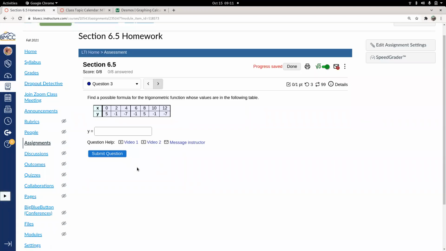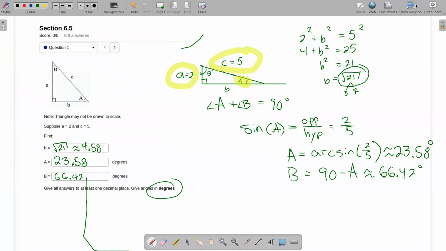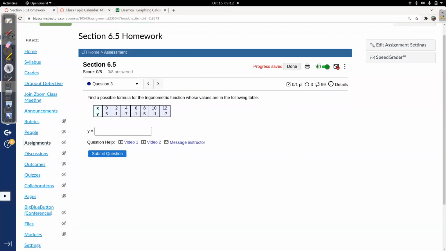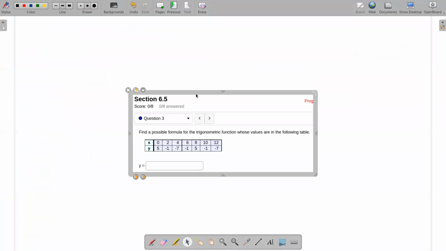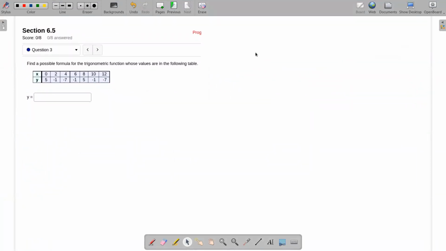All right, this is a fun one here. We get to plot some points and see if we can find a trig function that passes through them. So let's get a screenshot. Okay, so the x's go from 0 to 12. The y's range from like 5 to -7. All right, so let's bring up a grid that shows that.